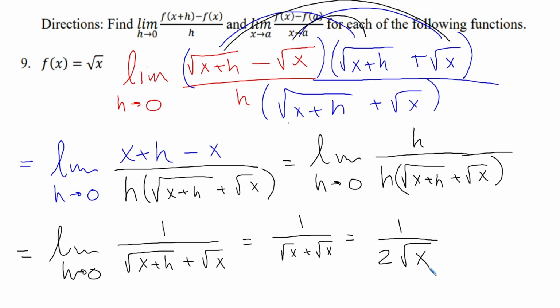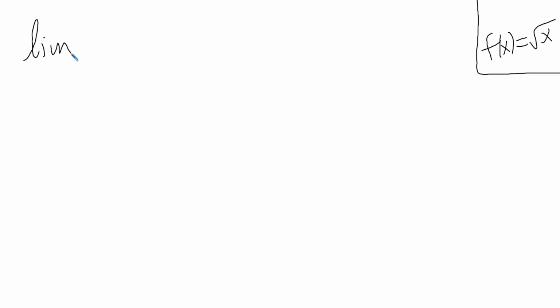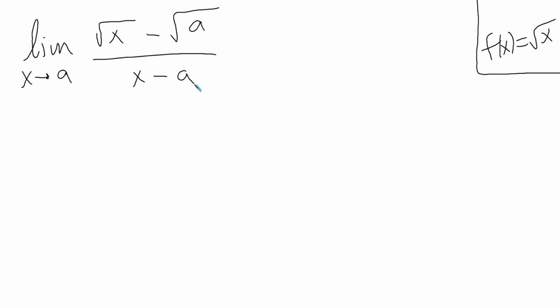All right, let's do this as a limit as x approaches a. So f of x is root x. As we do this as a limit as x approaches a, we'll have root x for f of x and root a for f of a over x minus a. And we're going to just need to use the exact same technique here to deal with the radicals. We'll just multiply by root x plus a over root x plus a.